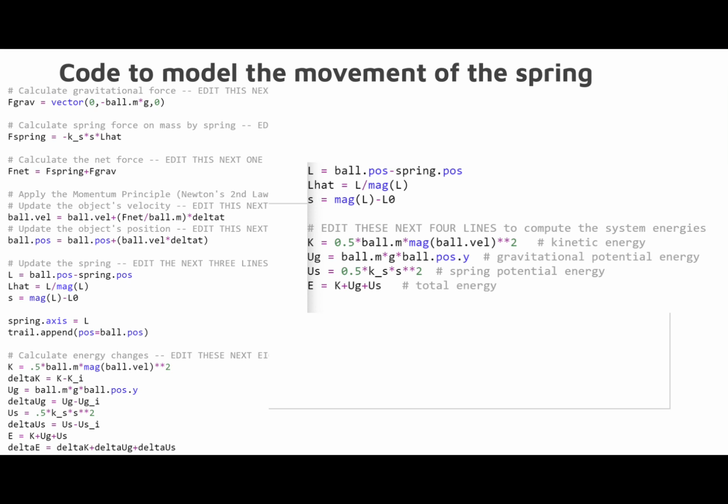Calculating the energies, we use the kinetic energy formula, 1/2 mass times velocity squared. And for the potential energy, we use mass times gravity times height. And for the potential of the spring, we do 1/2 spring constant times length squared. And combining all of this, we get the total energy, and combining the change in those energies gives us the delta E, or the change in energy.